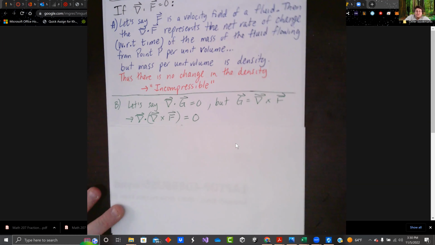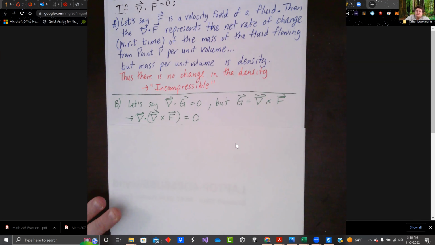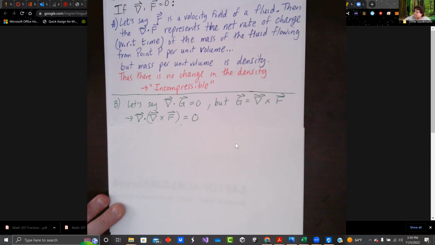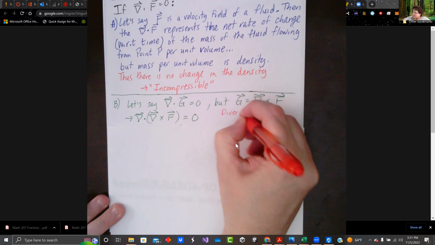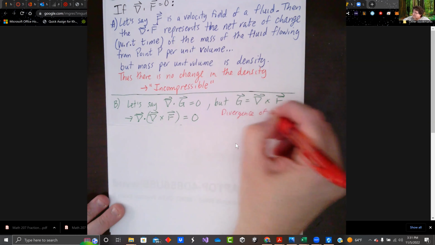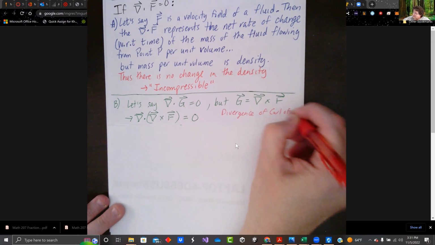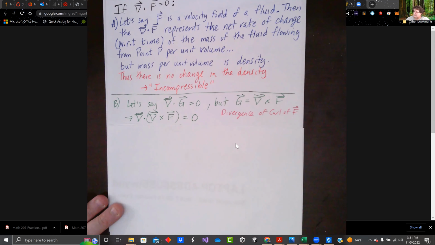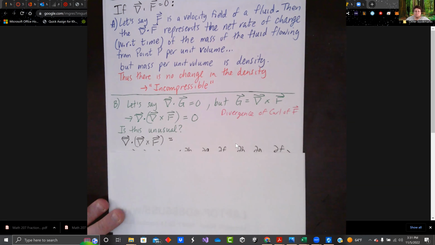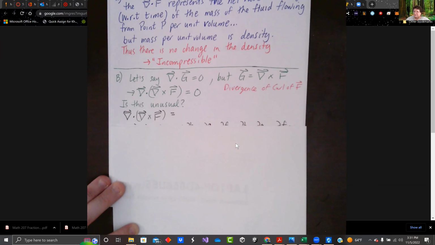Let's say the divergence of some vector field G equals 0. But we know G is the curl of another vector field F. So what we've got is the divergence of the curl of F, and it equals 0. Is this an unusual thing? Let's just write out what the divergence of the curl of F looks like.